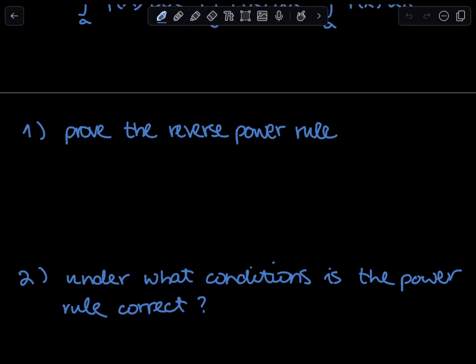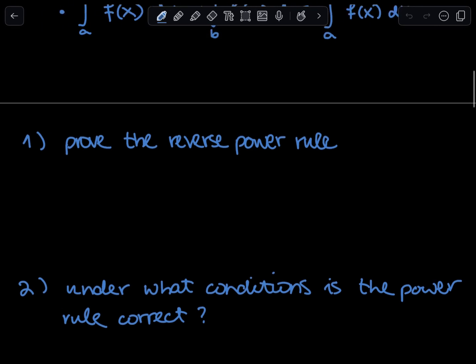Okay, let's move on to some exercises. The first one here asks us to prove the reverse power rule. Now, we aren't really going to prove it, we're just going to show that it's true, so this won't be a formal proof. And we can start out by writing the reverse power rule. So it says that the integral of x to the power of n dx is equal to x to the power of n plus 1 divided by n plus 1 plus c, the integration constant.